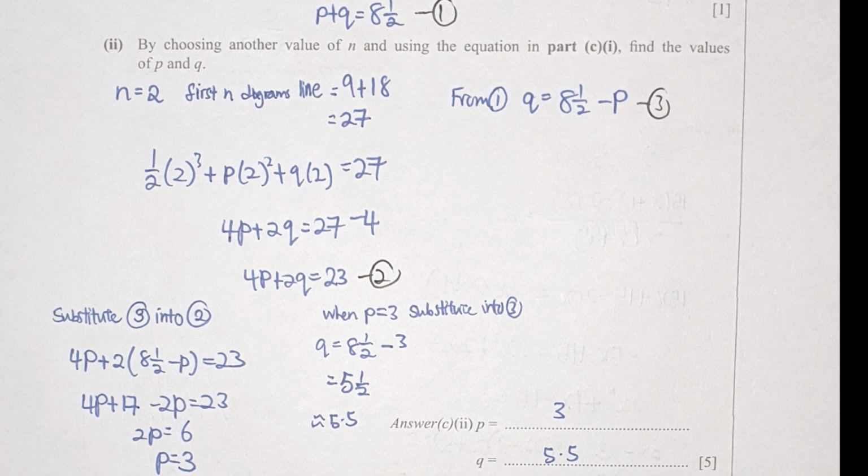As when your n is 2, the total number of lines will actually increase by 18 from 9 and become 27. So this time around, when your n is replaced with 2, your result will turn out to be 27. So your final equation, 4p plus 2q equals 23. Okay, substitute 1 into 2. Run the calculation, your p's result will be 3. So when your p is 3, q equals 8 1/2 minus 3 as 5.5.